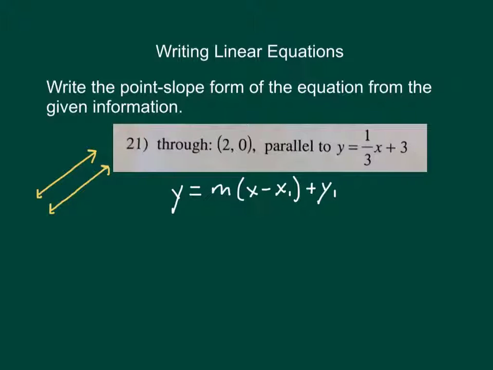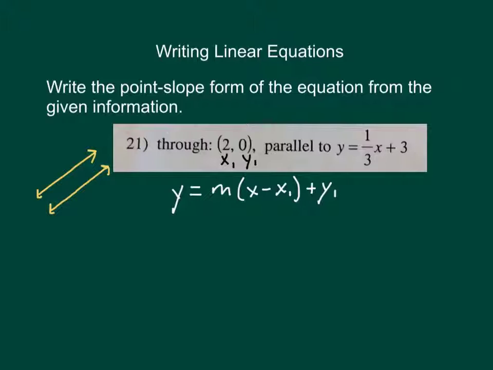So what is my point going to be that I want the line to go through? What point do they want the line to go through? 2 and 0? 2, 0. So 2, 0 is the point we want it to go through. This is our x1, and 0 is our y1.